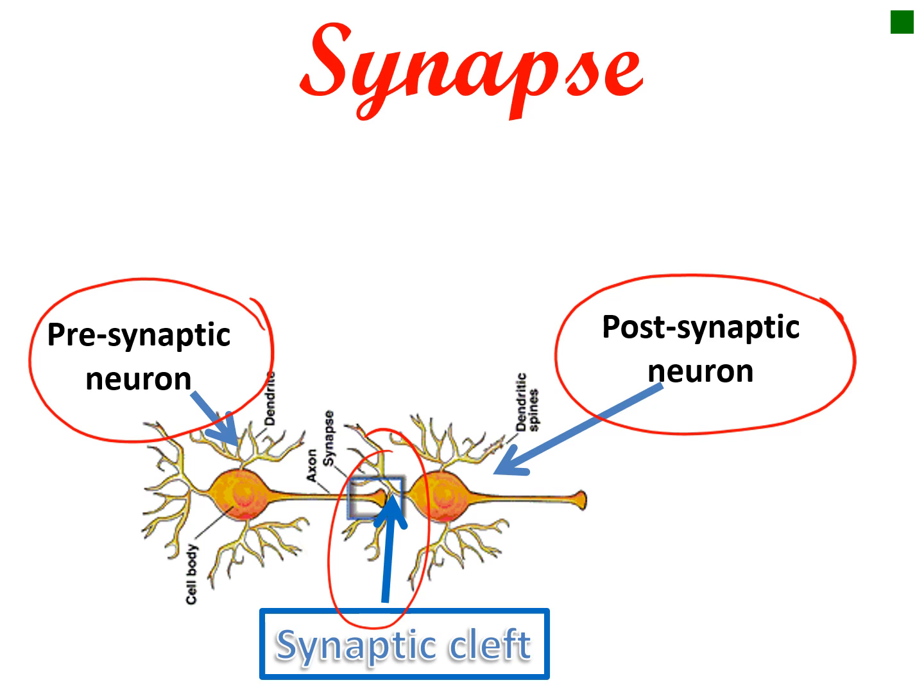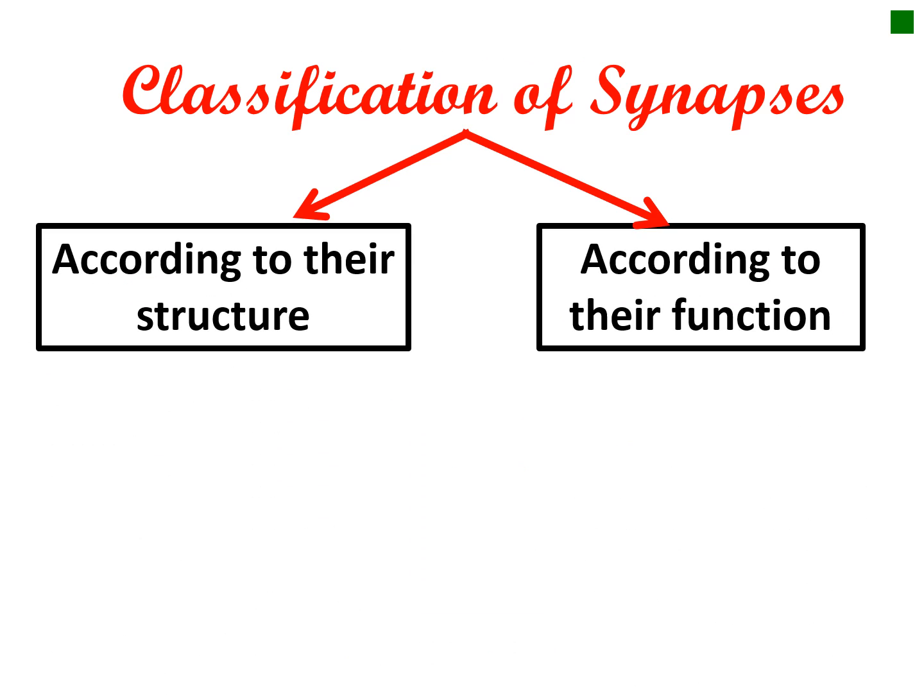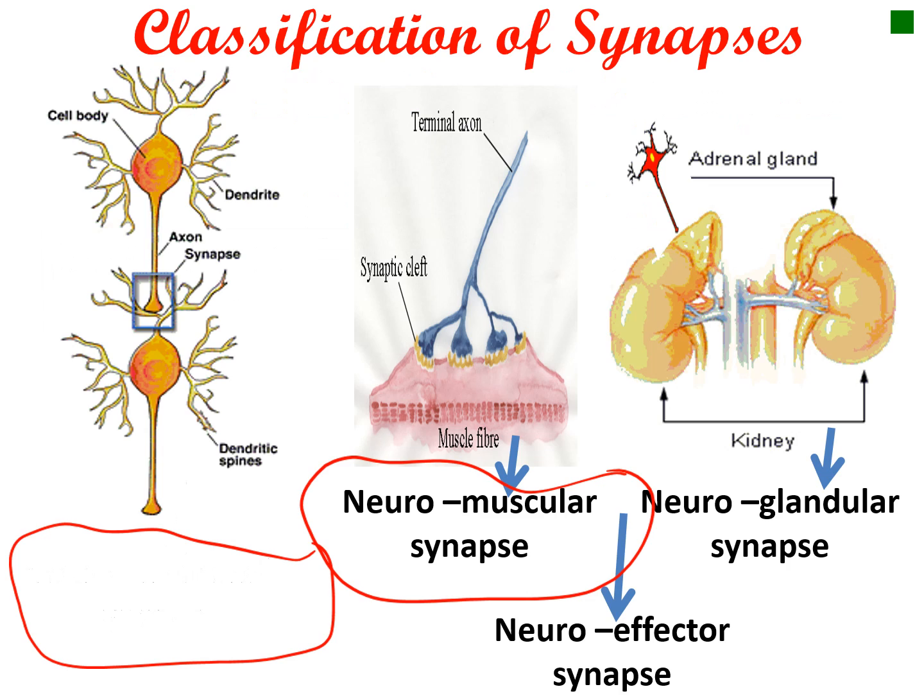or a muscle cell. Synapses are of different types. Before the synapse, we have the presynaptic neuron. After it, we have the postsynaptic cell, and in the middle we have the connection called the synaptic cleft. Synapses are classified according to their structure and according to their function. Classification of synapses: we have neuronal, between two neurons; neuromuscular, between a neuron and a muscle; neuroglandular, between a neuron and a gland.